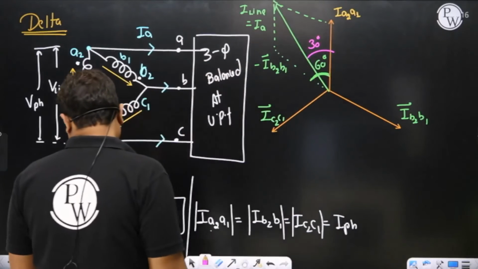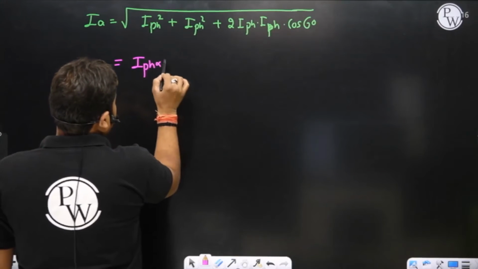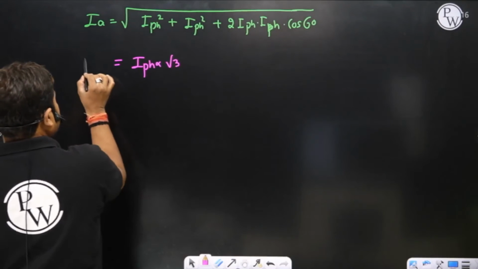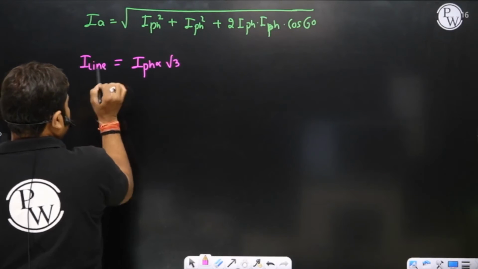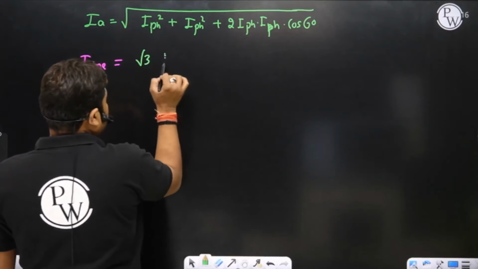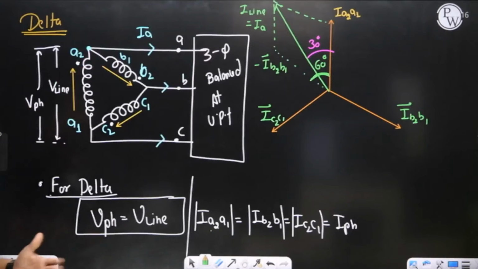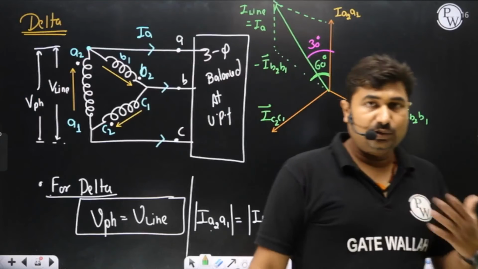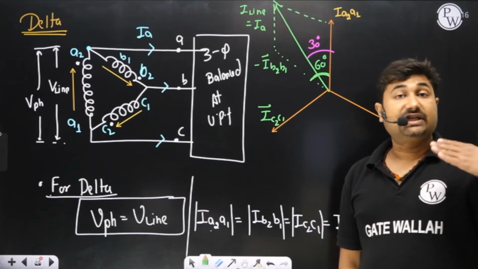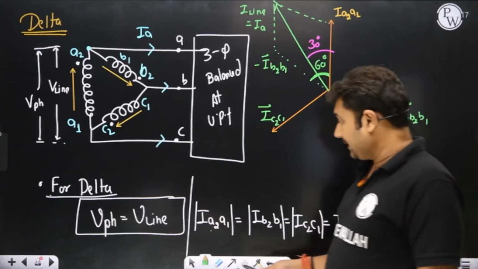And what is the value, sir? It can be observed here. Sir, I phase into root 3. Yes, sir. After solving, we have root 3 times the phase current. It means line current in case of a delta connected system is root 3 times the phase current. So in case of delta, we have line current and phase current having a relation of root 3 times. However, in case of a star, line voltage and phase voltage carry a relation of root 3. Is it okay? Yes, sir.